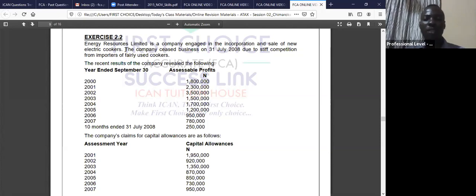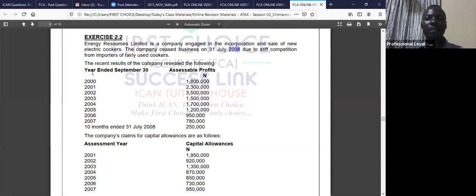Now that's one part, you know. This is also a company, so their tax is going to be 30%. That's another thing. Now the company is ceasing business. So when the company ceases business, look at the date it ceases business. 2008 is the date it ceased business, so this year becomes the ultimate year. That makes 2007 the penultimate year. So these are the things you glean from this first paragraph.